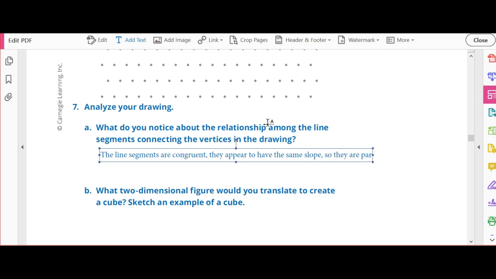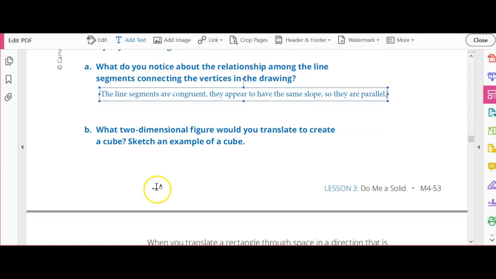So they are parallel. Okay, and what two-dimensional figure would you translate to create a cube? So to get a cube, what would we need? We would need a square. They want us to sketch that. So here we go.